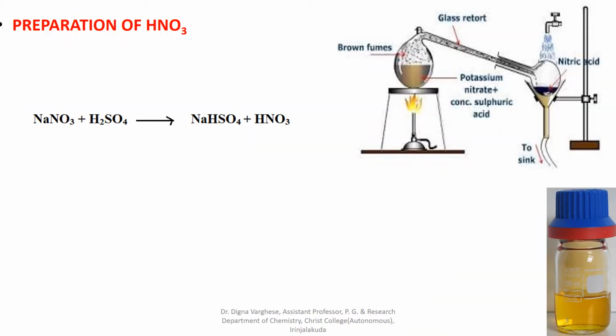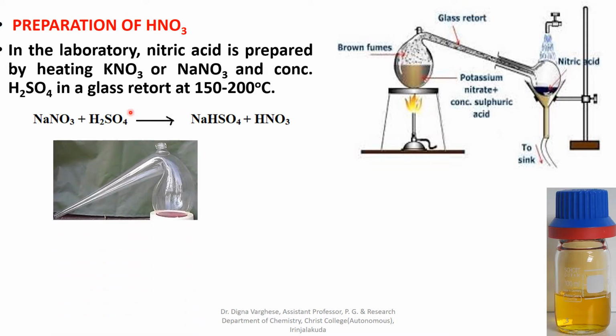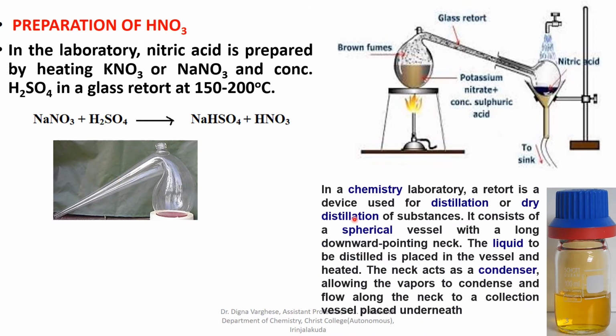Preparation of nitric acid. In the lab, nitric acid is prepared by heating potassium nitrate or sodium nitrate and concentrated sulfuric acid in a glass retort at 150 to 200 degrees Celsius. A glass retort is a device used in the chemistry laboratory for the dry distillation of substances. It consists of a spherical vessel with a long downward pointing neck.